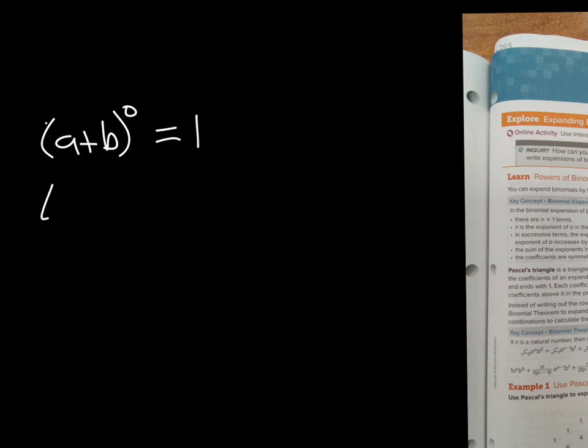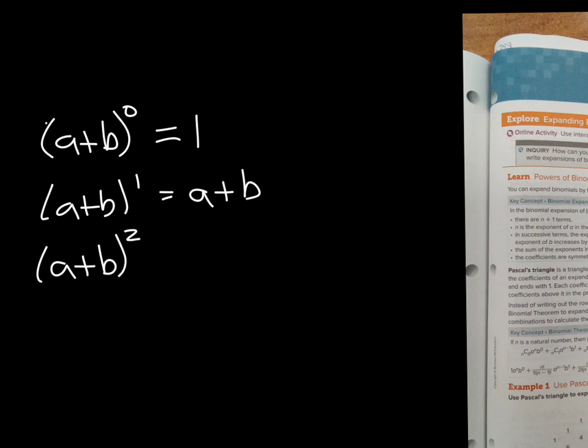What if I gave you this binomial and this power? It would be A plus B. What would you do if I gave you this binomial and this power? A squared plus B squared. Well, don't tell me the answer. What would we have to do? Write it out twice.